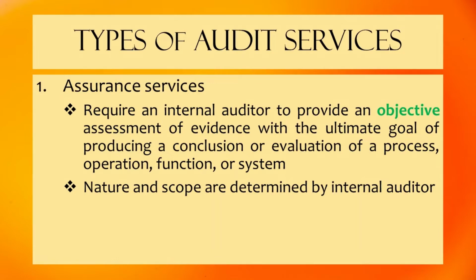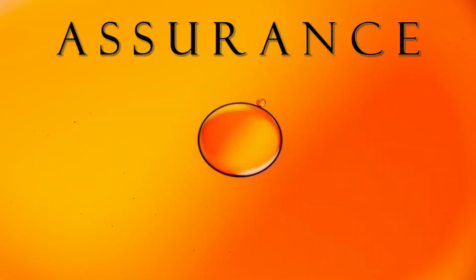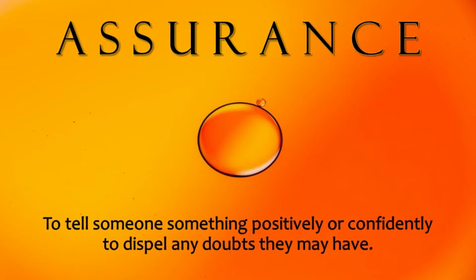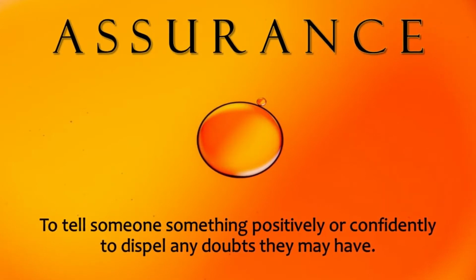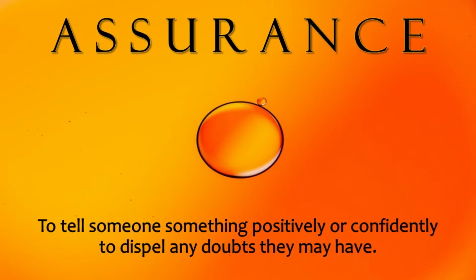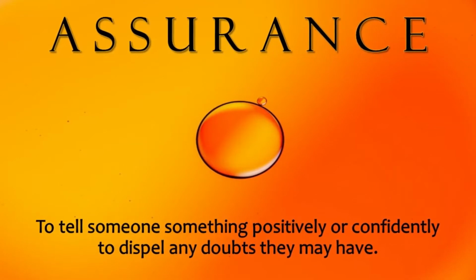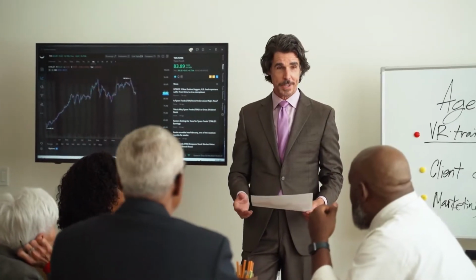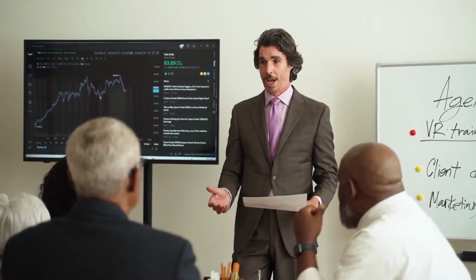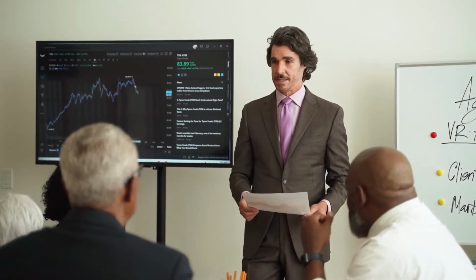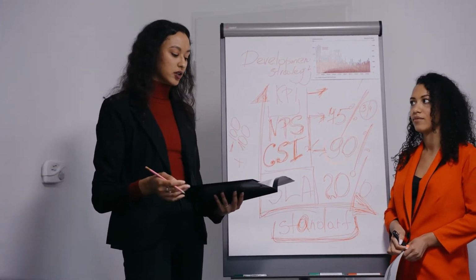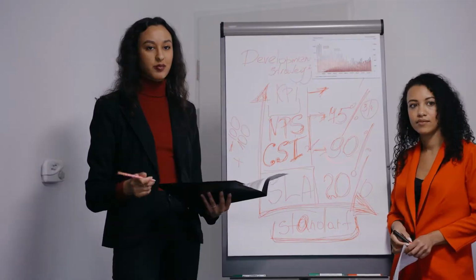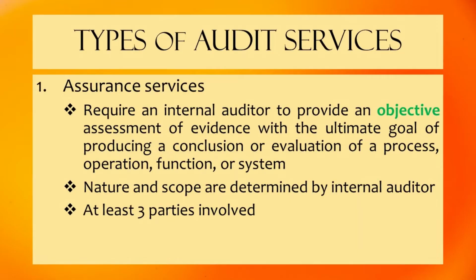When you think of assurance services, look closely at the word assurance. The goal is to assure the public or a governing body, such as the board of directors or an audit committee, that the existing processes, systems, functions, or procedures are designed effectively or are operating effectively. Since we are trying to assure another party, there will be at least 3 parties that participate in assurance services.